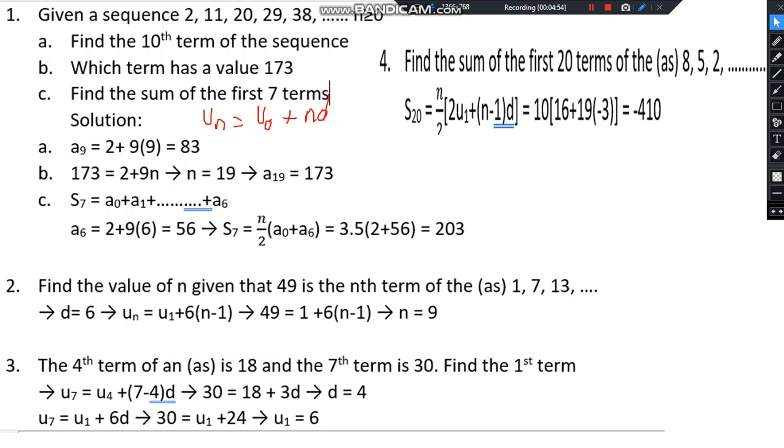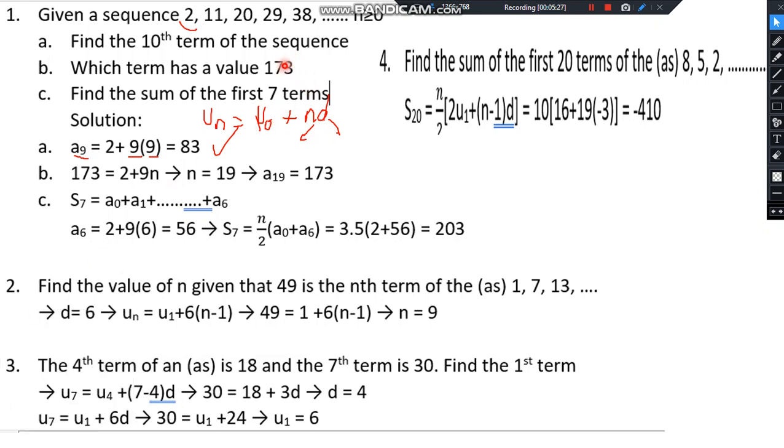I want u9, so the first term is 2 plus 9, because I want u9. The 10th term is u9. Why is the 10th term u9? Because I'm starting by u0. Since you're starting by u0, the 10th term is u9, times d, which is 9. So this is 9, this is 9, and the first term is 2. So in this case, the 10th term is 83. Which term has value?